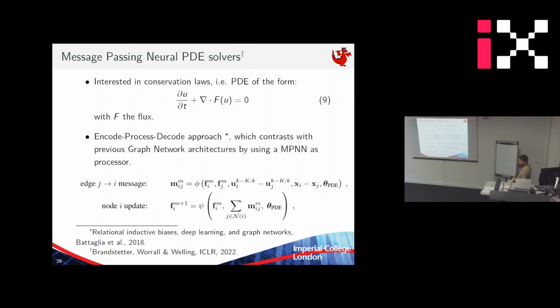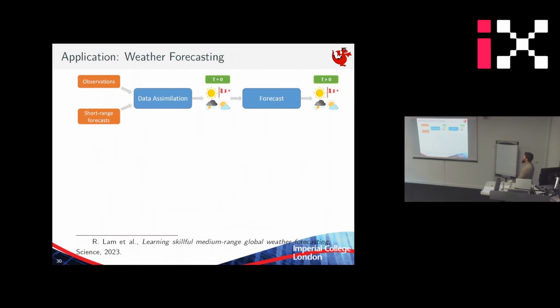The H is what we have seen as the feature vectors, and the U is the solution. So from a time k minus capital K, they produce a rollout of capital K steps, and they take into account positions to form the message, and that's how they update the feature vectors. They also take into account additional information about the PDE, like constants or whatever.